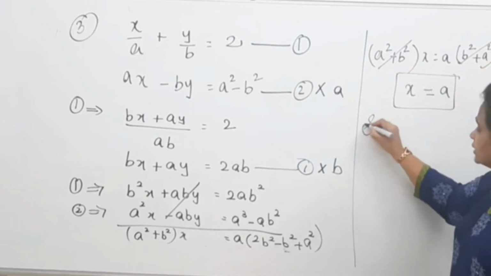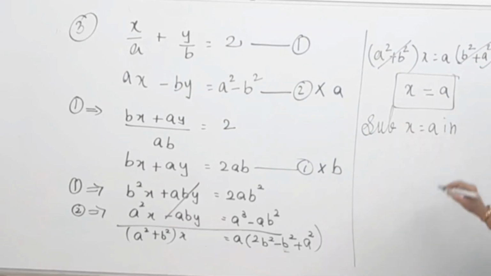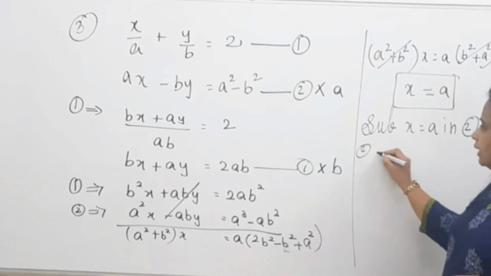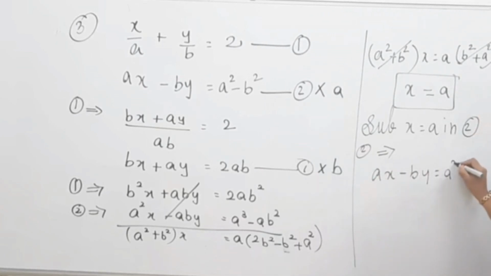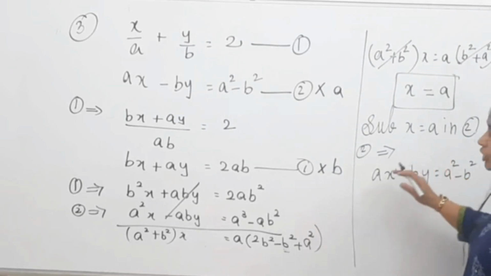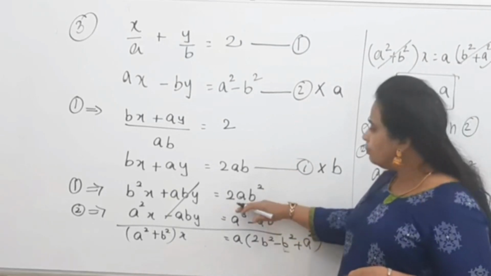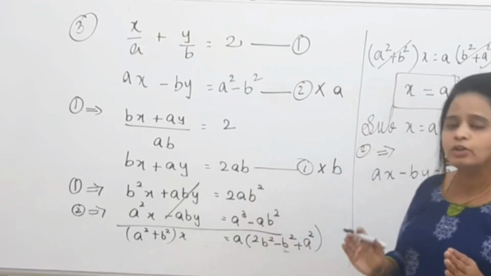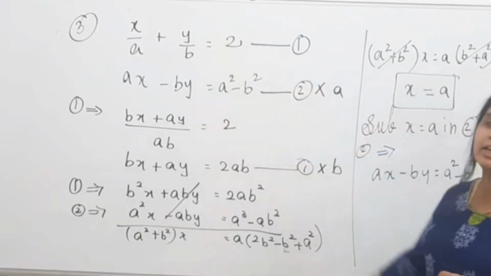Now please substitute x is equal to a in any one of the equations. So in 2 is the better way to substitute. So I would have my 2 equation as ax minus by is equal to a square minus b square. Please substitute in the given equation rather than substituting the derived equation after the multiplication. Why? Because after the multiplication, the equation becomes a bit bigger. So, to avoid any mistakes, please go and substitute in the equations given in the question.